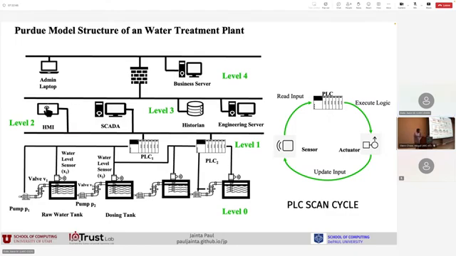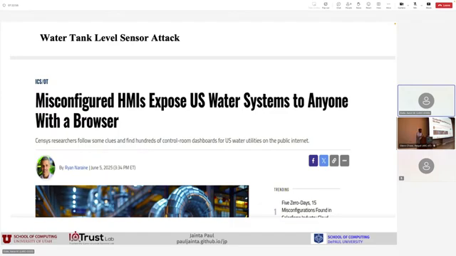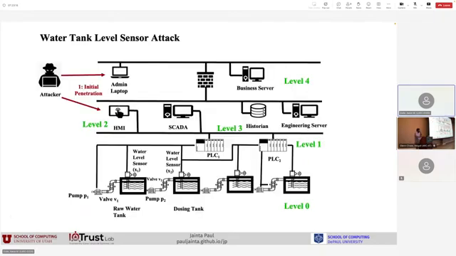Now we'll see how an adversary can compromise some of these components here. For example, in this water treatment plant, if the HMI or any other component were exposed to the internet, the adversary can penetrate into that and cause some malicious activities. So the adversary can penetrate into either the administration laptop or the HMI, and then from there it performs reconnaissance, which is learning about the layout of the system, and ultimately it gets to the programmable logic controller.